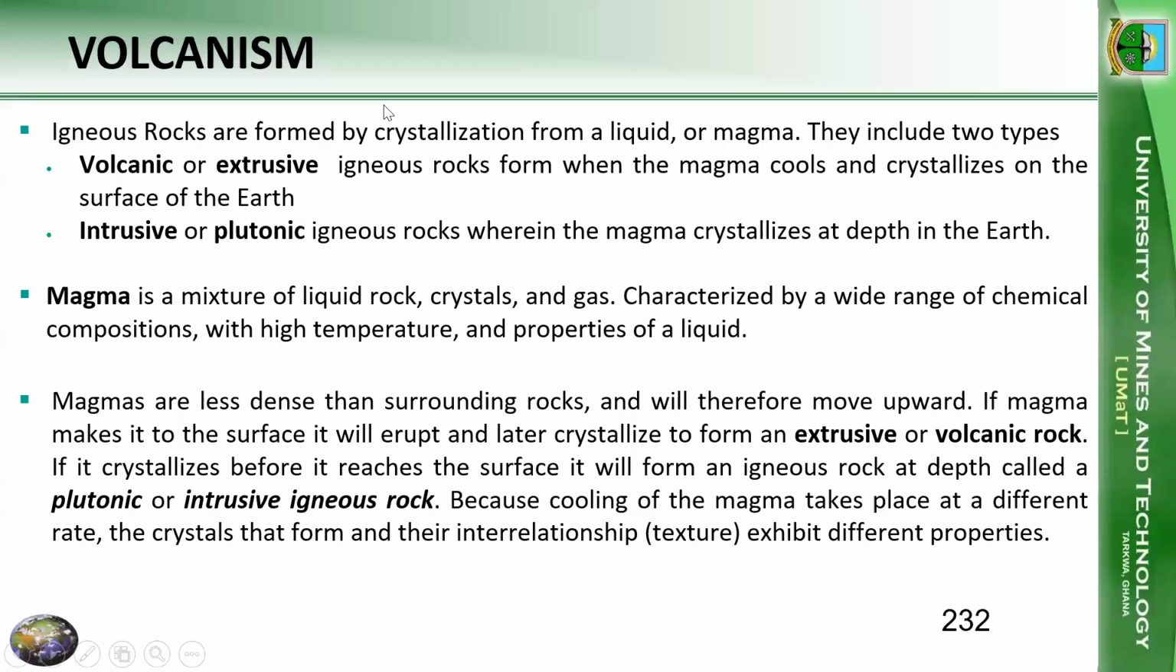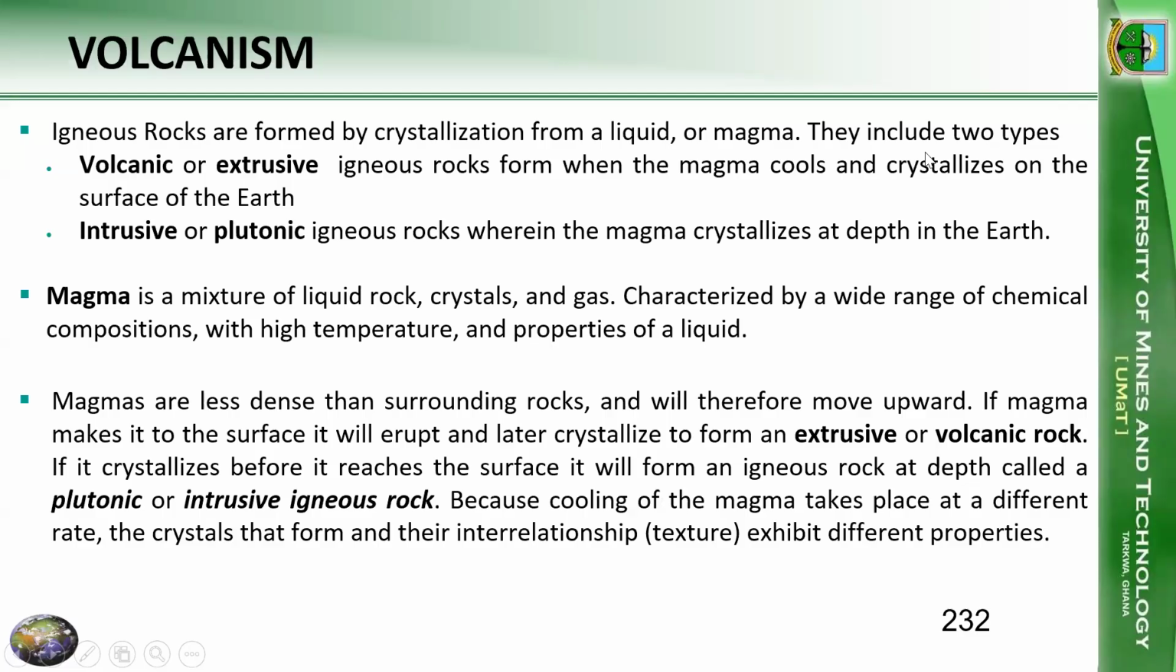So we have what we call the volcanic or extrusives, and then we have what we call the intrusives or plutonic rocks. For the volcanics or extrusives, it means that the magma got to the surface. Whereas for the intrusive or plutonic rocks, they form when the magma crystallizes at depth within the earth. So that is the main difference. So volcanic or extrusive, and then intrusive or plutonic. The two terms are interchangeable.